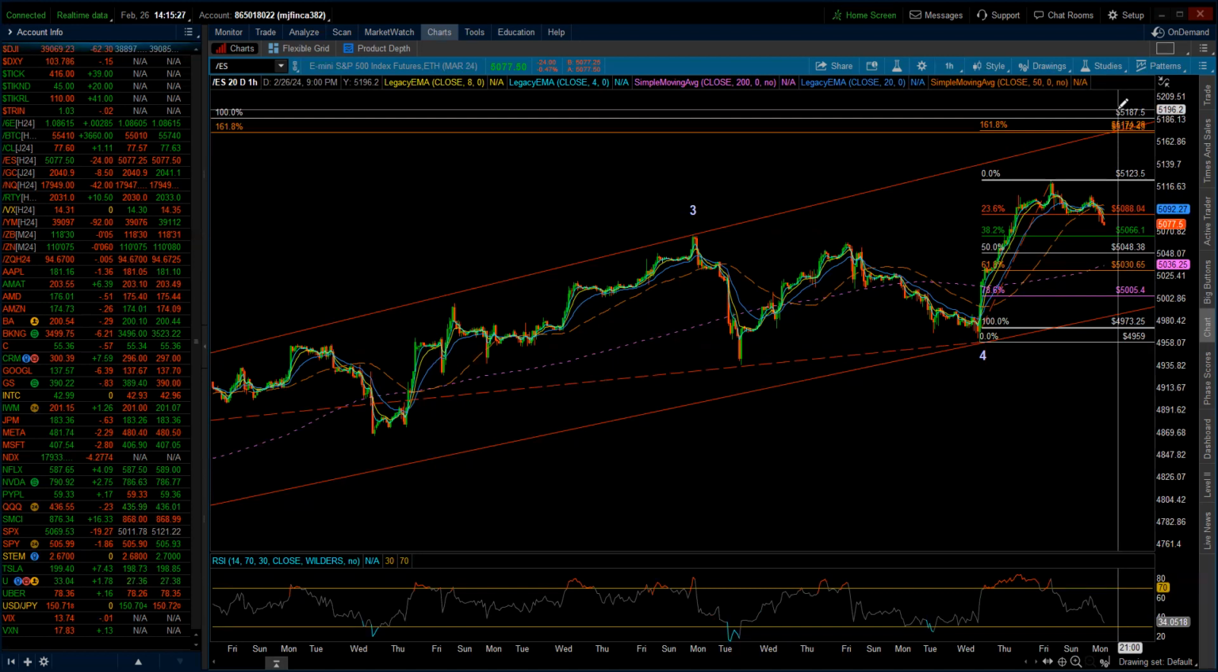And pretty much we're going to have the same deal. Wave C is equal to A. Wave C is 1.618 of A. Wave C is 2.618 of A. So we'll have all those calculations.